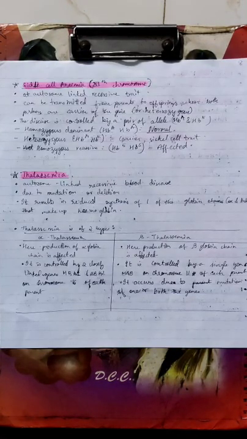Sickle cell anemia. This is an autosome-linked recessive trait. It can be transmitted from parents to offspring when both the parents are carriers of the gene, or heterozygous. The disease is controlled by a pair of alleles, HBA and HBS. The homozygous dominant HBA HBA gives us normal, while heterozygous HBA HBS will be a carrier and will show the trait. Homozygous recessive will be HBS HBS and will be affected.